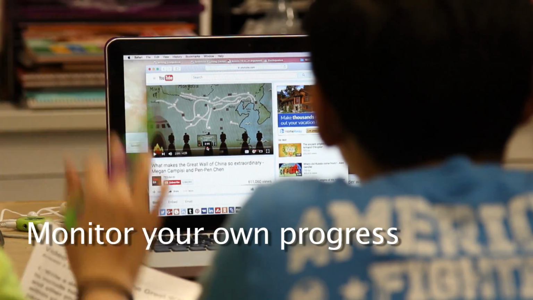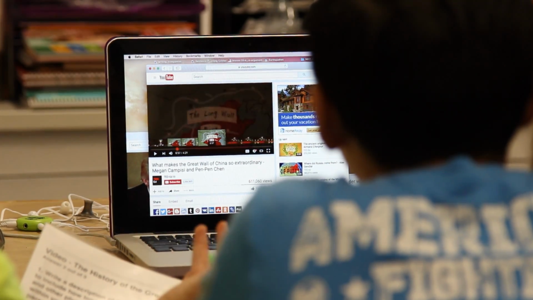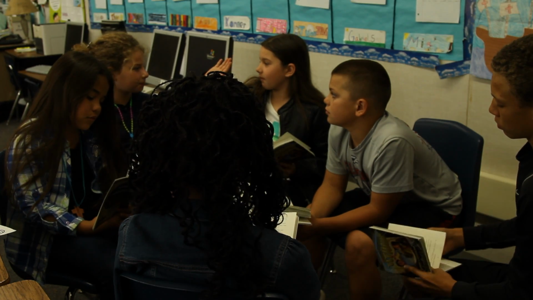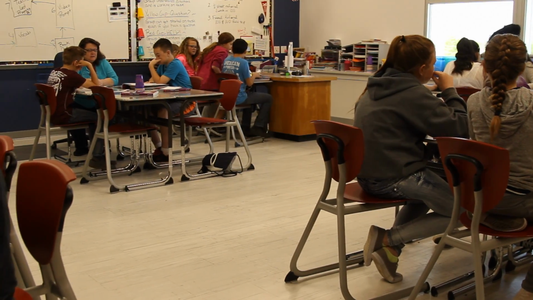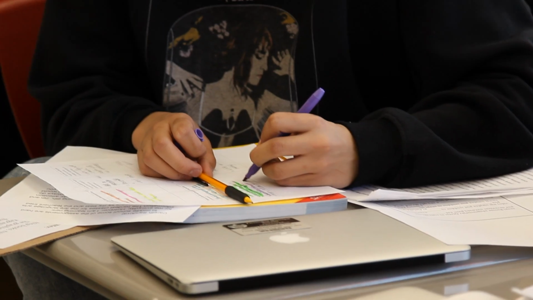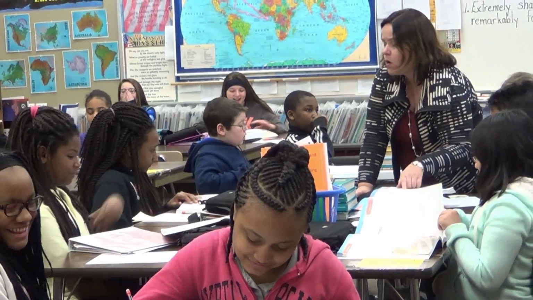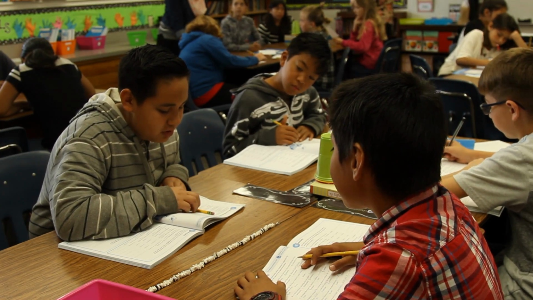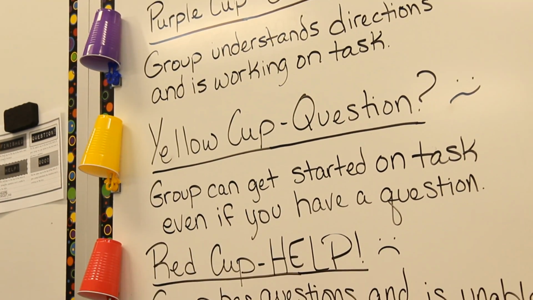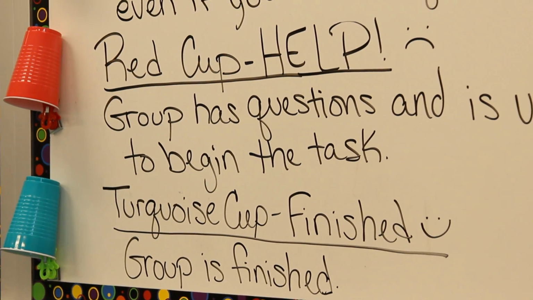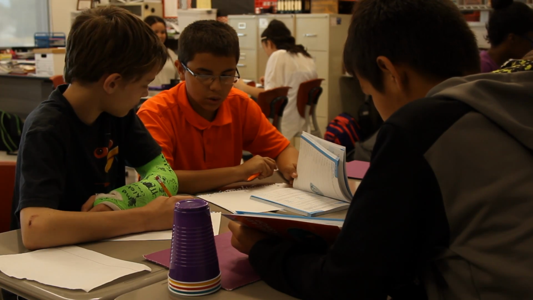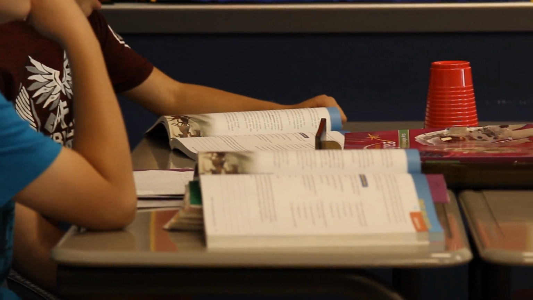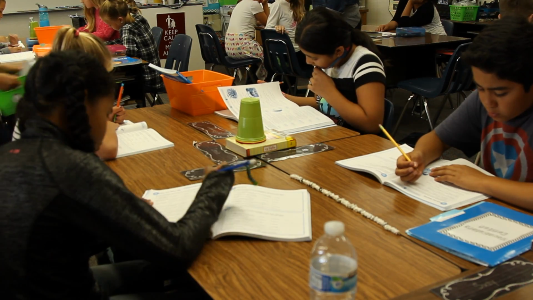Monitor your own progress. This is also a formative assessment tenet. There is no one right way for students to monitor their own progress, as long as students have a way to inform the teacher when they understand a concept, if they need a little more time, or if they need help because they're totally confused. I've seen lots of teachers use cups or a traffic light system during literacy and learning centers with great results.